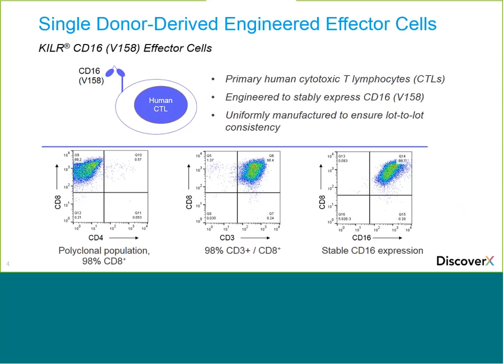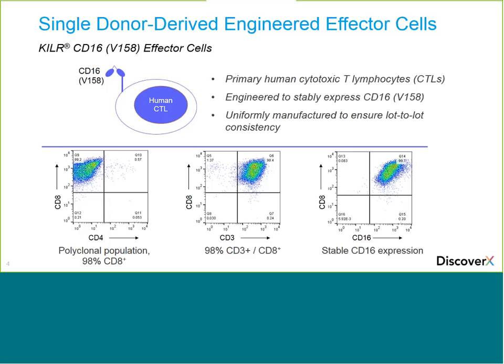So this is why we're very excited about the release of this particular product, which is a single donor-derived engineered effector cells. And we have called these KILR CD16 Effector Cells. These are not an immortalized cell line, but they are primary human cytotoxic T lymphocytes that have been engineered to stably express the V158 variant of CD16. These are manufactured in a GMP facility and using uniform and highly robust SOPs to ensure lot-to-lot consistency over time in producing these particular effectors.